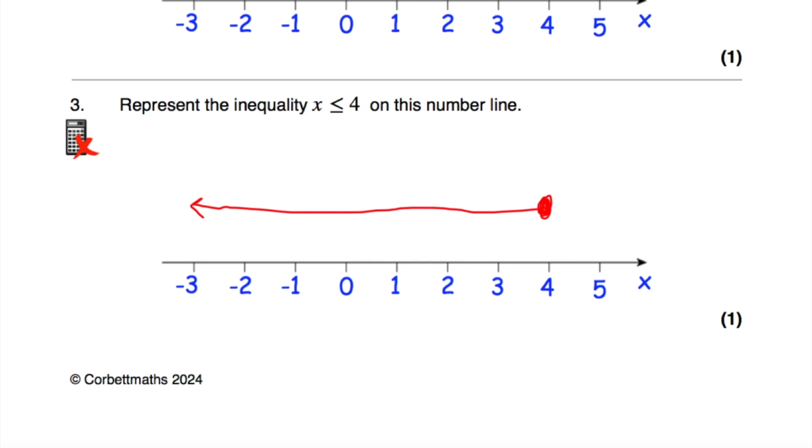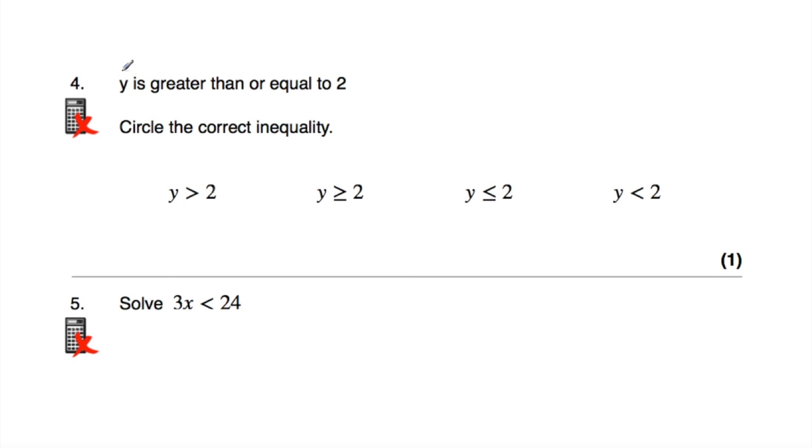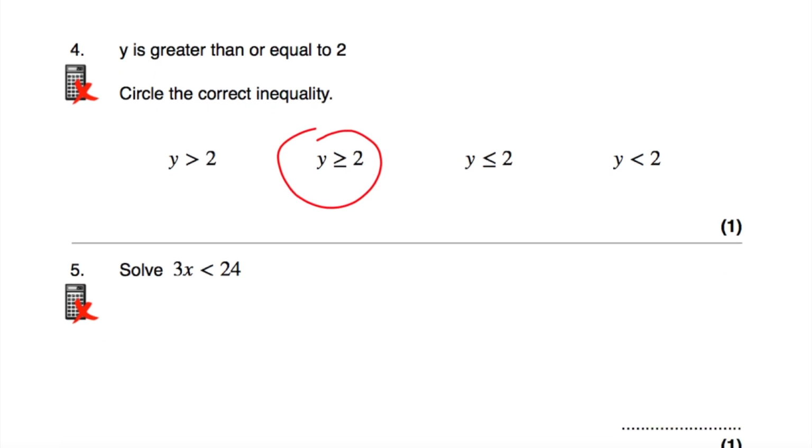Okay, let's look at our next question, question number 4. We've been told that y is greater than or equal to 2, and we've been asked to circle the correct inequality. So we're looking for y is greater than or equal to 2. This is y is greater than 2, so it's not that one. This is y is greater than or equal to 2, so it is that one. This is y is less than or equal to 2, so it's not that one. And this is y is less than 2, so it's not that one. So that's it.